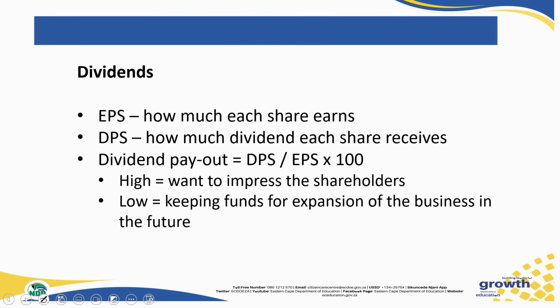In terms of dividends, we have EPS. This is how much each share earns, earnings per share. We have DPS. This is how much dividend each share will receive. And then when we work out the dividend payout rate, this is DPS divided by EPS, and we multiply it by 100 because we want it as a percentage.